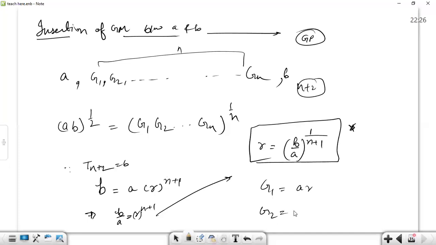G2 will become A R square. Similarly, we can write the nth geometric mean will become A into R raised to power n. This is a special case. That's all you need to know. Clear? Any doubts? No, sir.